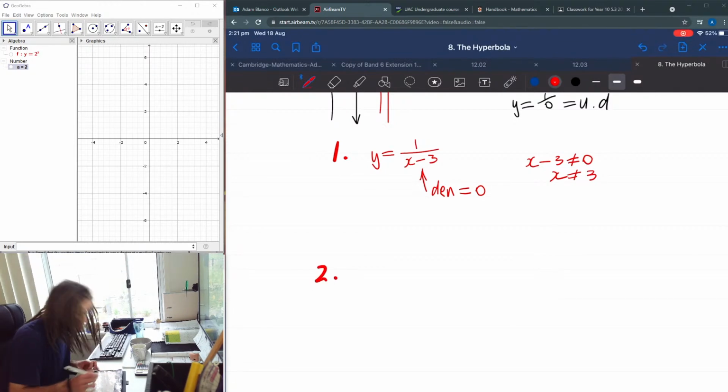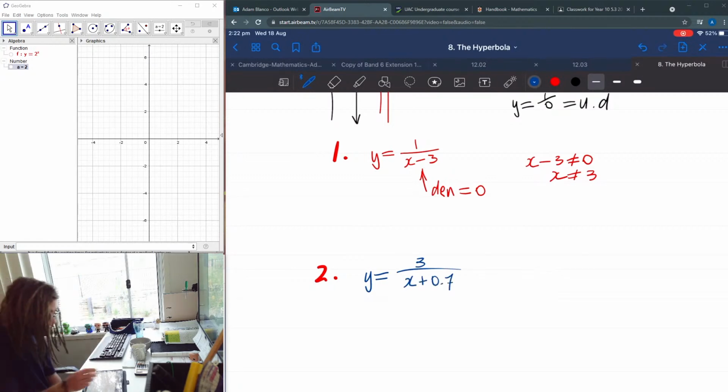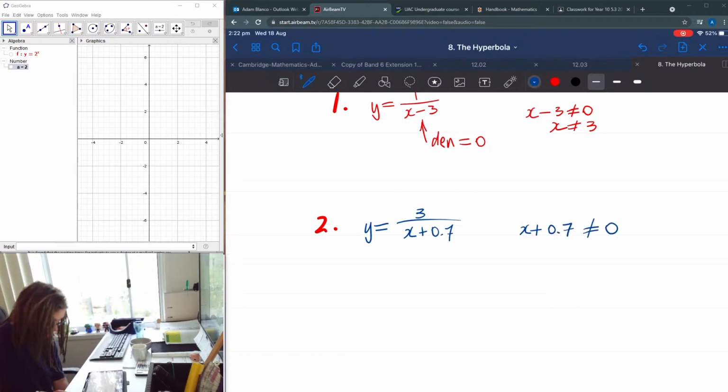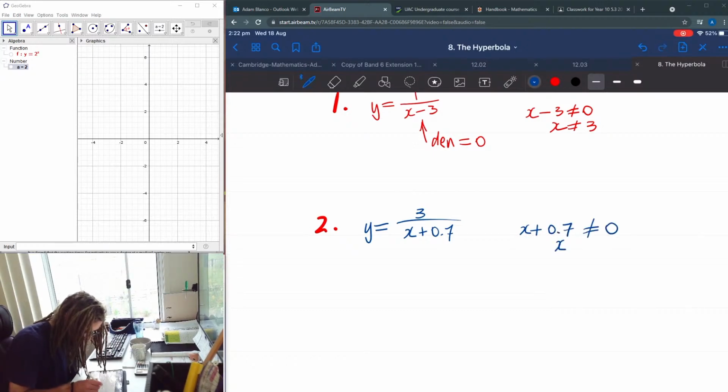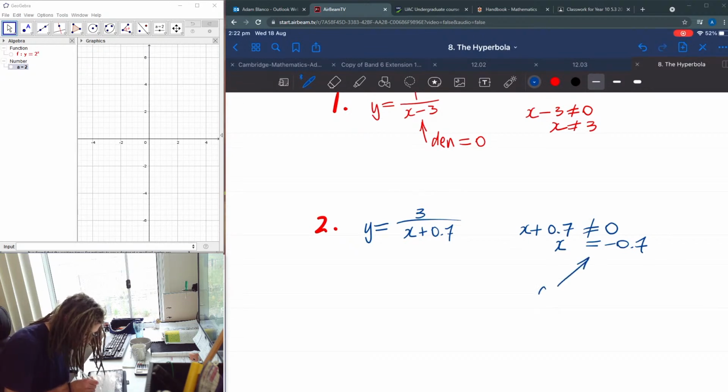If I did another example, I said this was going to be quick, it's only 3 minutes. Let's do another example. Let's say I want to graph y equals 3 on, I don't know, x plus 0.7, and I was like, what does that look like? Well, there's a really easy way of doing it: let's let the denominator equal 0. So x plus 0.7, let's make that equal 0. Well, I know that that can't happen. So now I rearrange and I take away 0.7 from both sides, and that's where my asymptote is going to be.